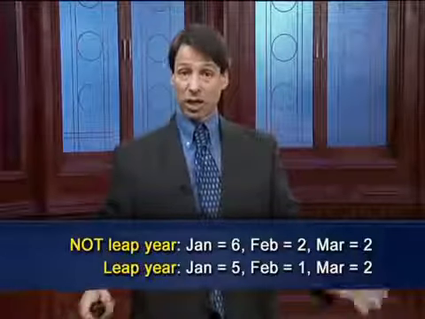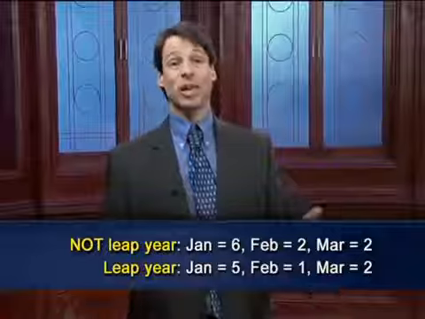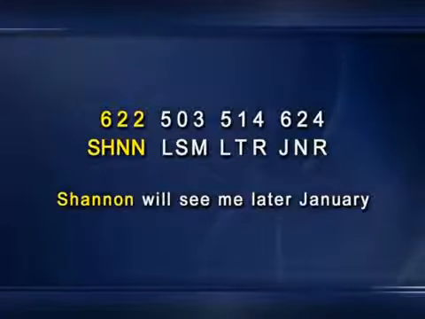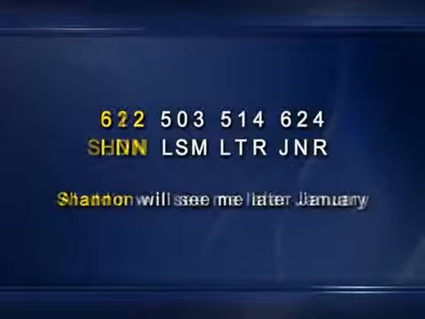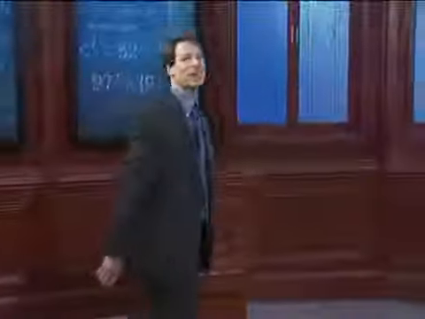They become 5 and 1. But the code for March stays the same. The only 2 months affected by the leap year are January and February. Perhaps on a leap year, for the phonetic sentence, you might replace Shannon with the name Aladdin. Once you memorize this code, you can easily figure out the day of the week for any date this year.